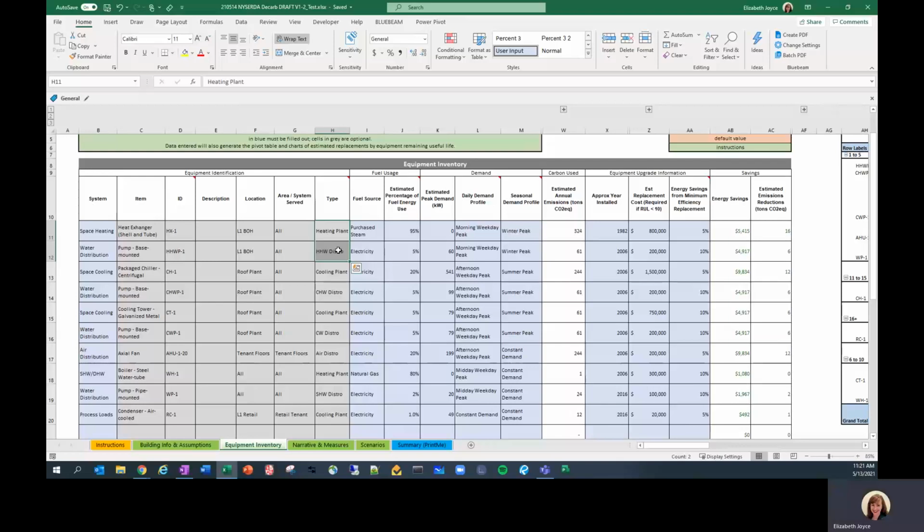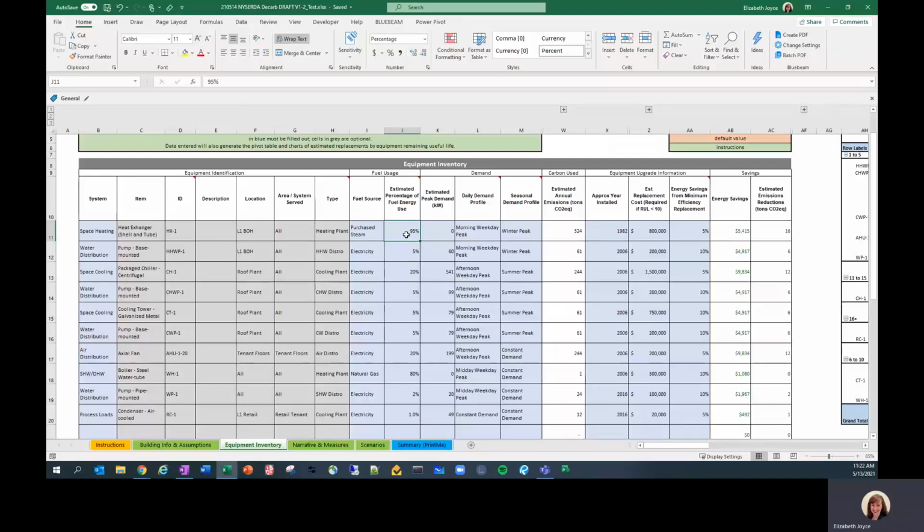After that, you'll need to enter some information about this particular equipment's fuel and energy usage. Note that estimates are fine. We understand that you might have limited information about the facility's end uses. Just make the best guess that you can. So enter the fuel source used by that piece of equipment, whether that's steam, electricity, gas, chilled water, etc., and the estimated percentage of that fuel's energy use that this particular piece of equipment represents.